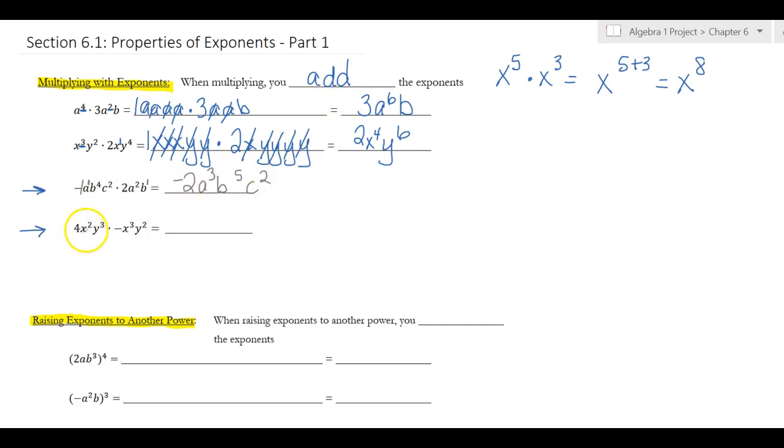All right, here I have 4 times a -1, which is a -4. I have 2 x's and 3 x's, and 2 plus 3 is 5. And then I have 3 y's and 2 y's, which gives me 5 y's. Okay? All right, so when you're multiplying, you have to add exponents as long as they have the same base. So a's go with a's, b's go with b's, x's with x's, etc.